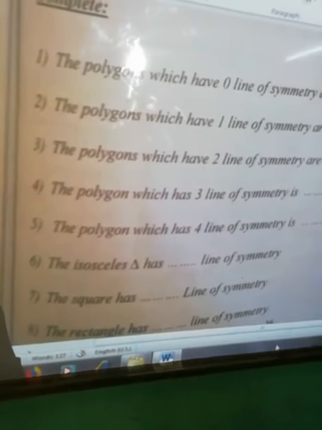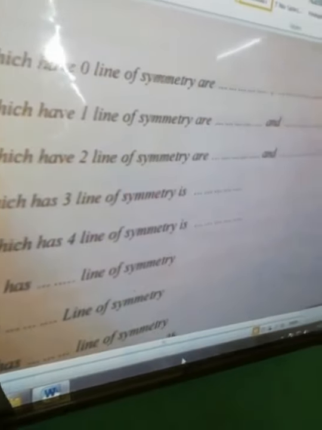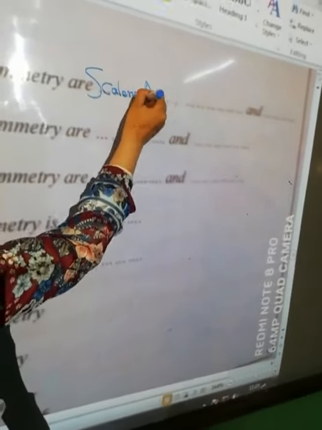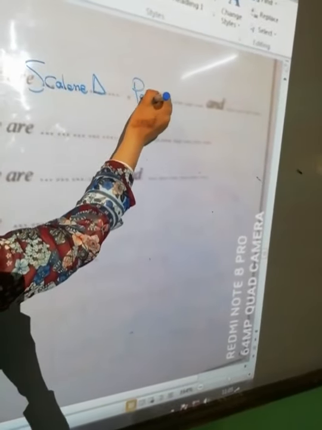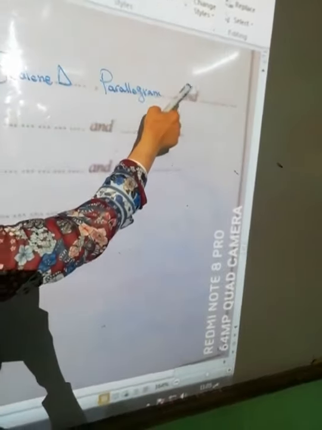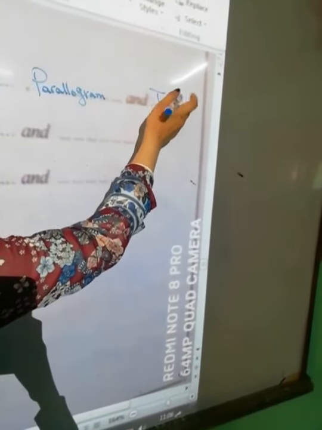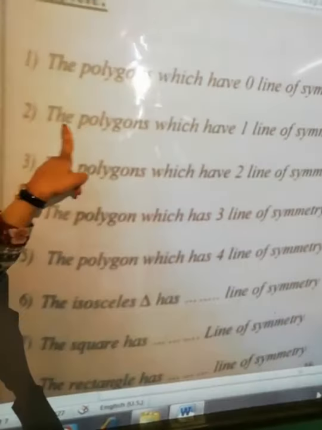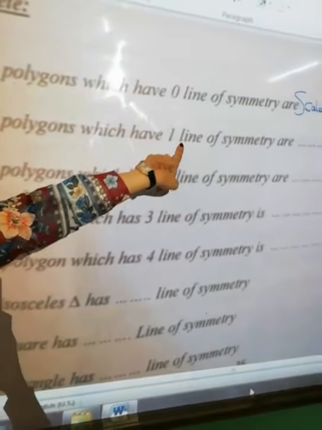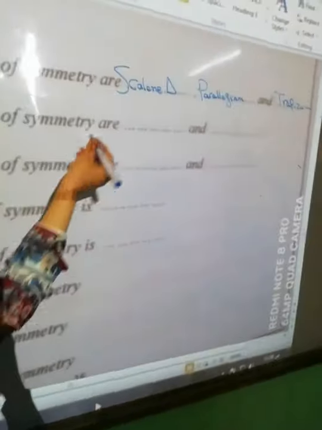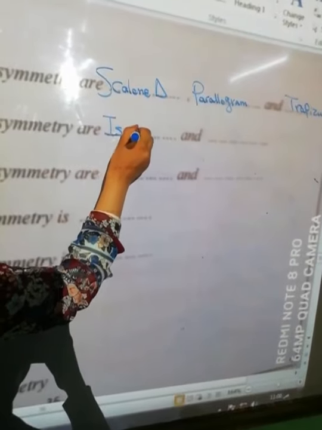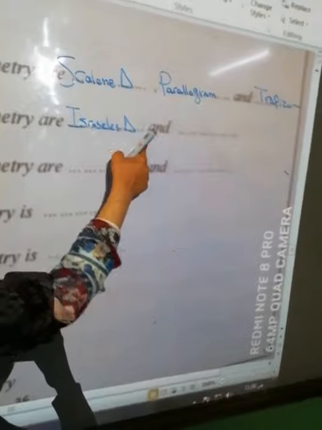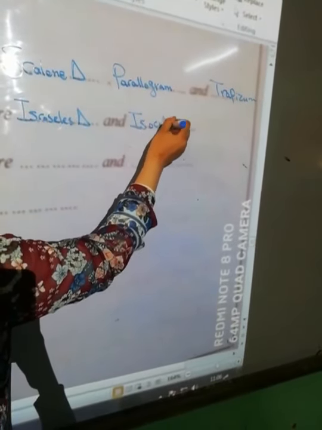Okay, booklet page 36, complete. Number one, the polygons which have zero line of symmetry are, yes, scalene triangle and parallelogram and trapezium. Okay, number two, the polygons which have one line of symmetry are isosceles triangle and isosceles trapezium.